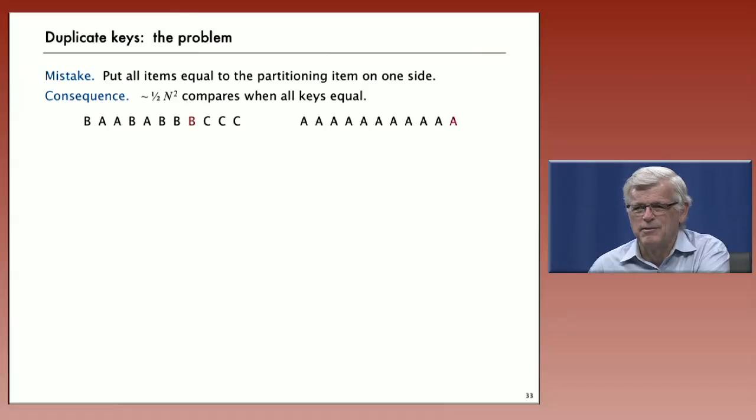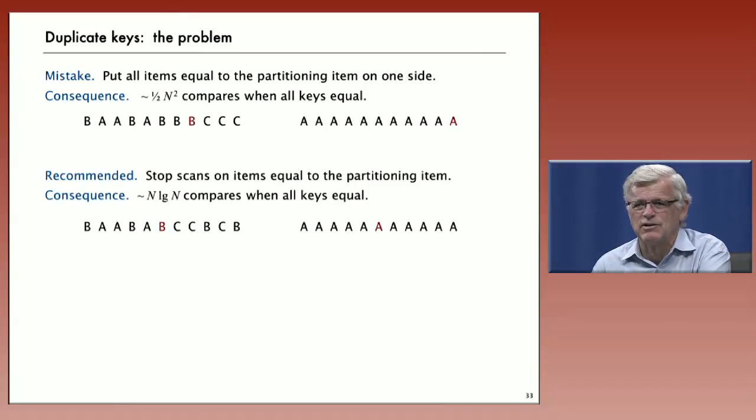So the mistake happens if we put all the items equal to the partitioning item on one side, which is a natural way to implement it. And the consequence is, if you have all the keys equal, then partitioning doesn't really do anything. It just peels off one key: from a file of size n, you get a subfile of size n-1, and then n-2, and so forth. And the result is a quadratic time algorithm.